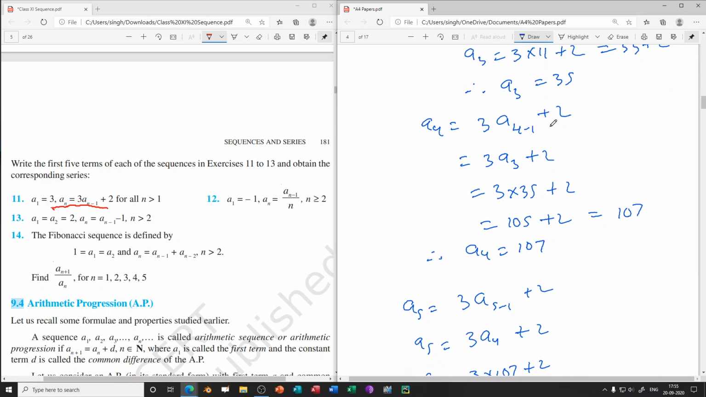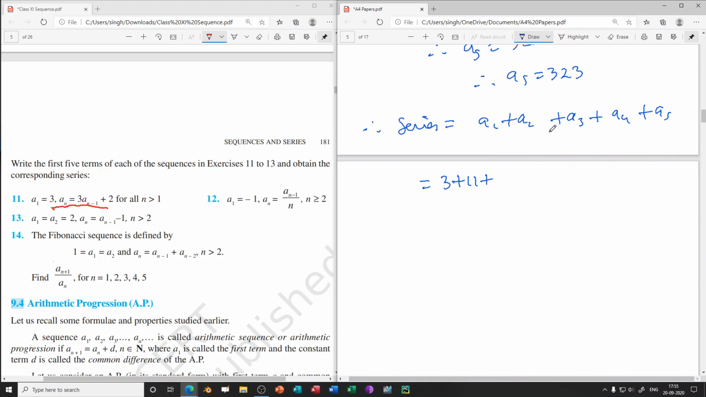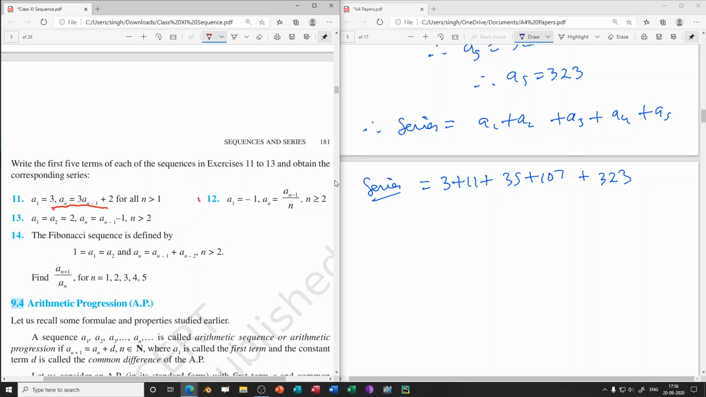Here a3 is 35 and a4 is 107. So 35 plus 107. This is a1, a2, a3, a4. And what is a5? That is 323. So this is our series. And we do not have to add them, because they are not asking about the sum of the series. What is the question here? Write the first 5 terms of each of the sequences in exercise 11 to 13 and obtain the corresponding series. So this is the corresponding series. This is how you will be doing question number 12 and 13 also.